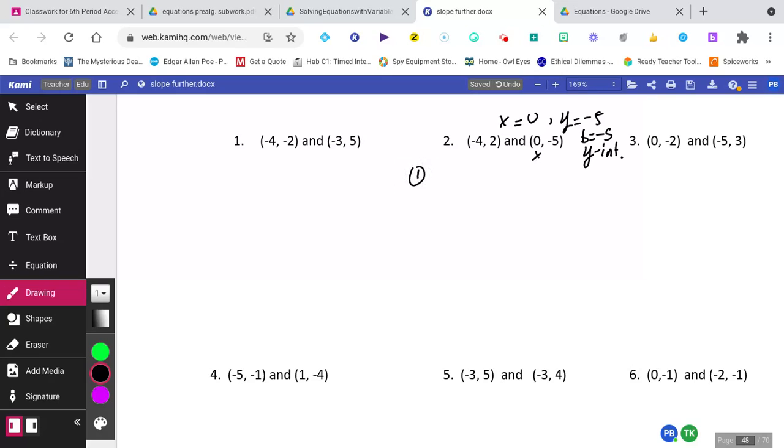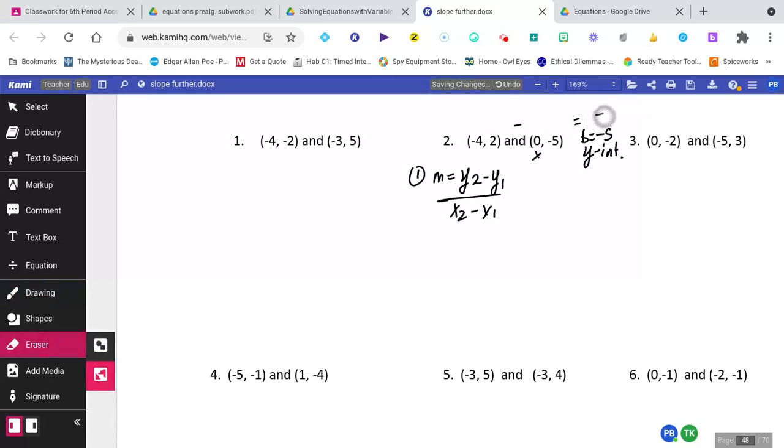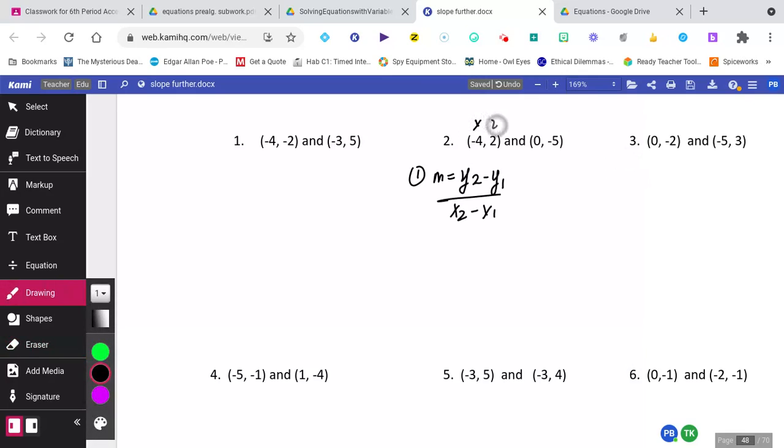All right. So the first thing is to use my slope formula, the second y minus the first y over the second x minus the first x. So this is the first ordered pair, and this is the second ordered pair. So my second y is negative 5 minus my first y, which is 2. My second x is 0 minus my first x, which is negative 4. So I end up with a slope of negative 7/4.